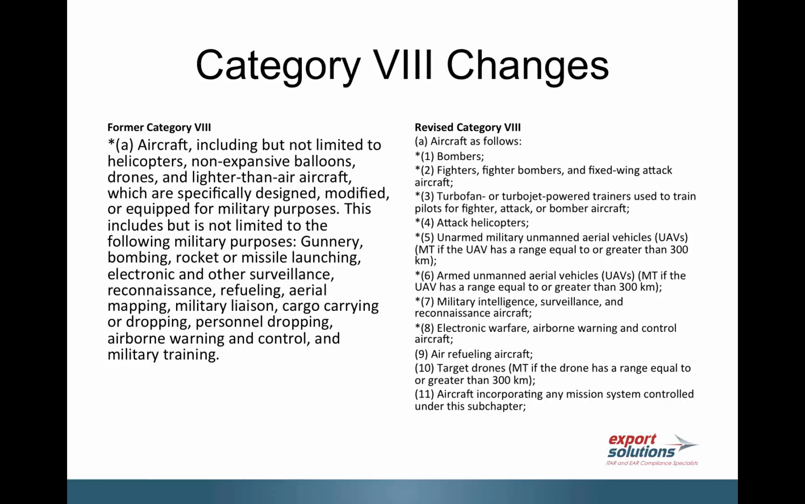And then, of course, you've got your intelligence, surveillance, reconnaissance aircraft, which are included in this and very well defined in here. Anything that has to do with electronic warfare, air refueling aircraft, there's no civil purpose for those. Target drones, now those are actually drones because we shoot those down. And any aircraft incorporating any mission system controlled under the subchapter. So that's kind of a catch-all in here. But you can see it's very, very much more specific, and the types of aircraft controlled are enumerated. And this is the trend that's going towards all the different categories that are changing.